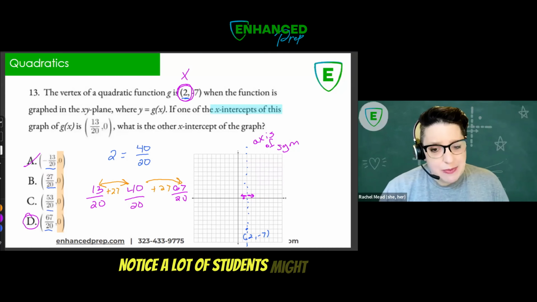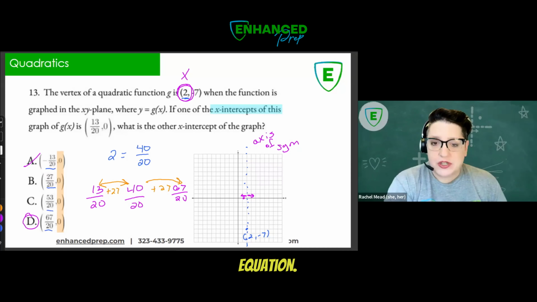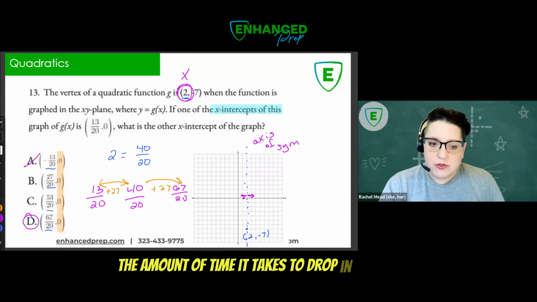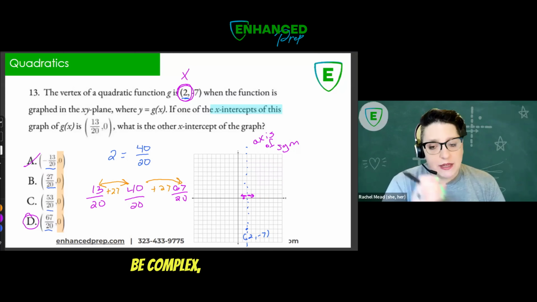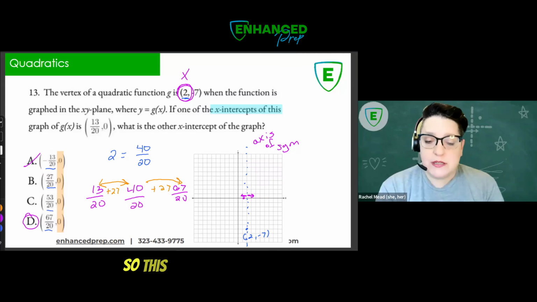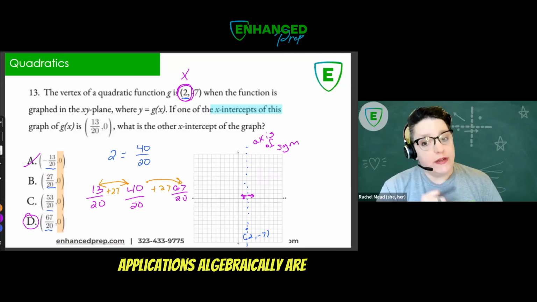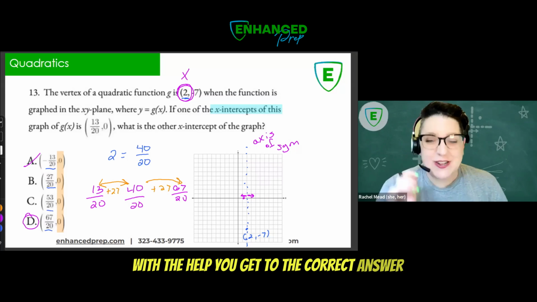Notice a lot of students might be tempted to use their Desmos application, but we don't have an equation. We just have 2 points. The amount of time it takes to drop in those 2 points and calculate your other side is going to be complex, especially when we're looking at having to trace to such a small fraction. So this is a great example where knowing your applications algebraically is going to help you get to the correct answer faster.